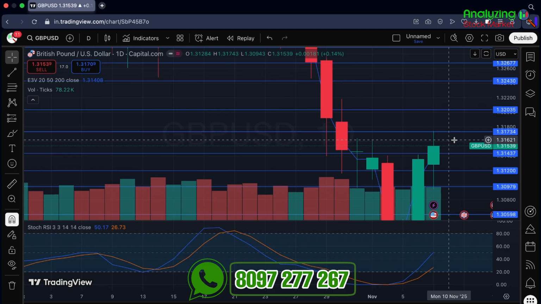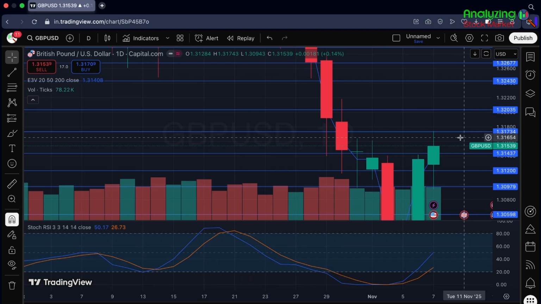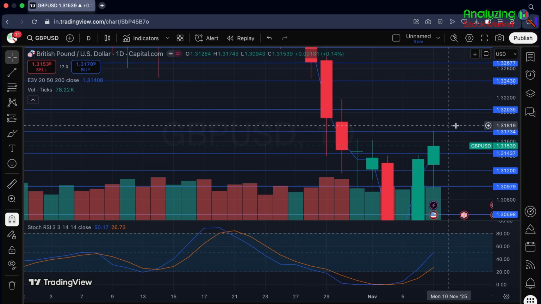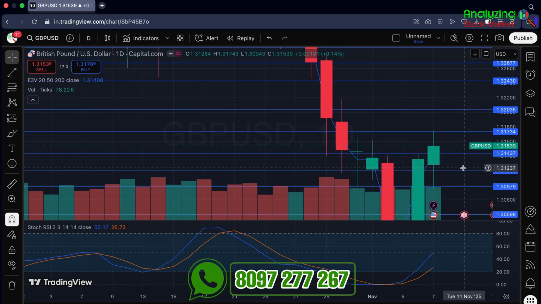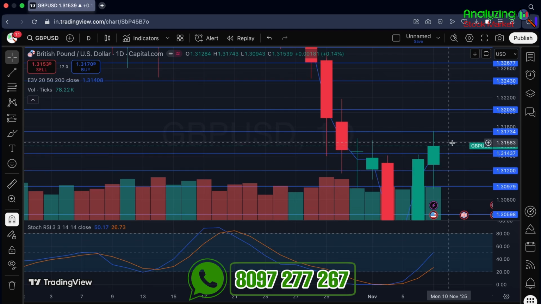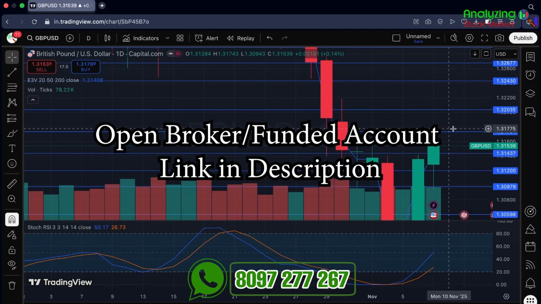So let's now talk about my opinion on GBP USD for this week. Currently, I'm expecting a positive move in this range, that is 1.31734 to 1.32035. I'm expecting a closing in this range. If you're going for any short trade, then only go for a short trade once 1.3437 gets breached and a one-day candle gets closed below this, then we can go for a short trade to 1.31200. Overall, my expectation is a bit positive. I'm expecting a positive move.